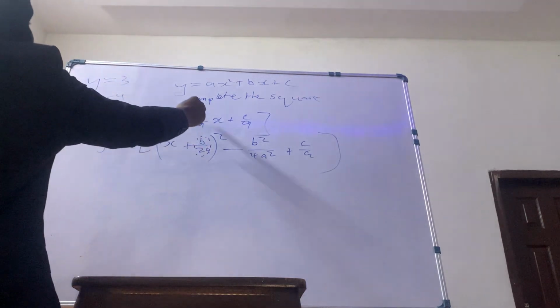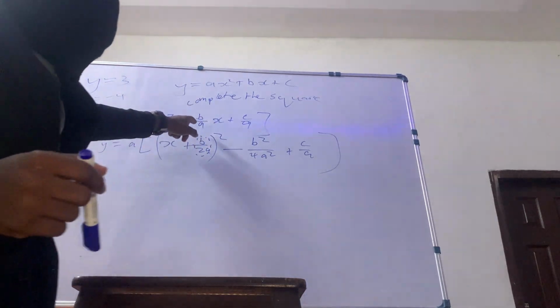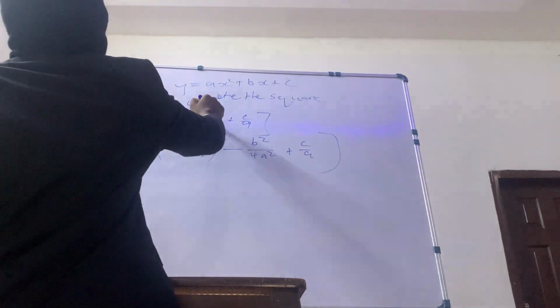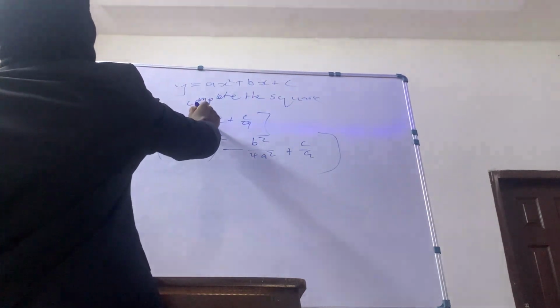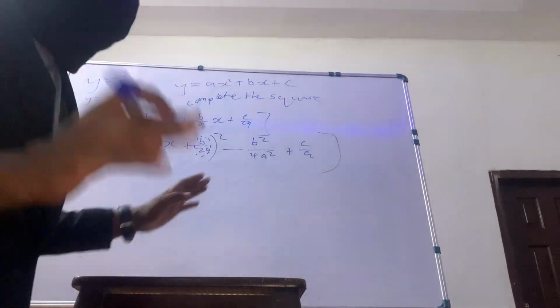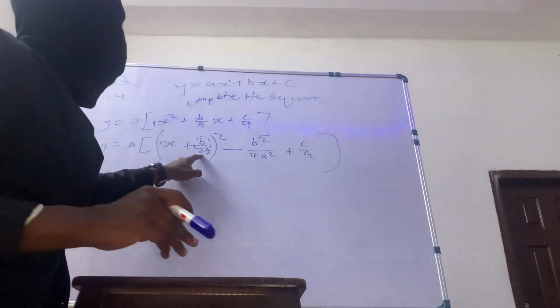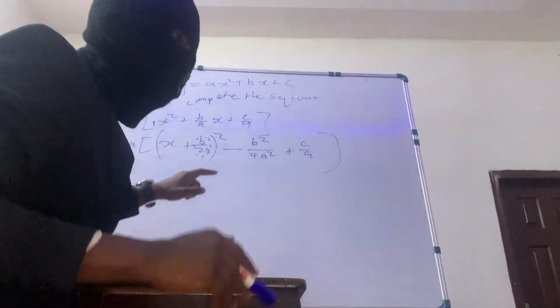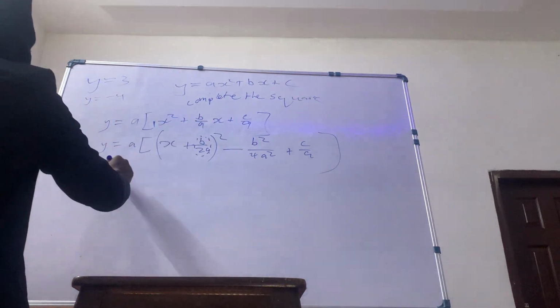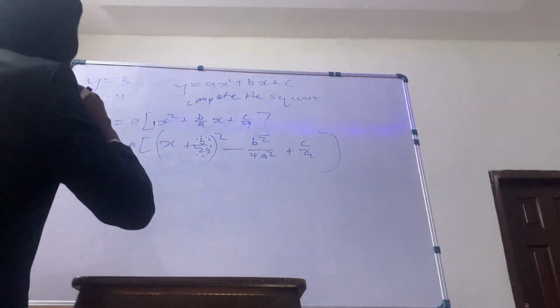So here I was having b over a. So if I'm having b over a, this term I have to divide it by 2. Whatever term I am going to be having here, whether it's any term, any number, I'm going to have to divide it by 2. After dividing it by 2, I am going to have to square the whole thing, getting this one. Okay, let us continue.